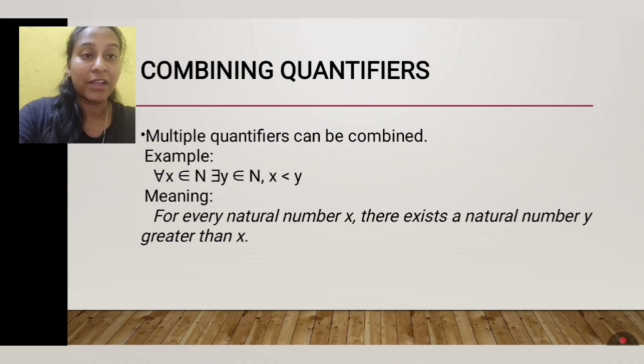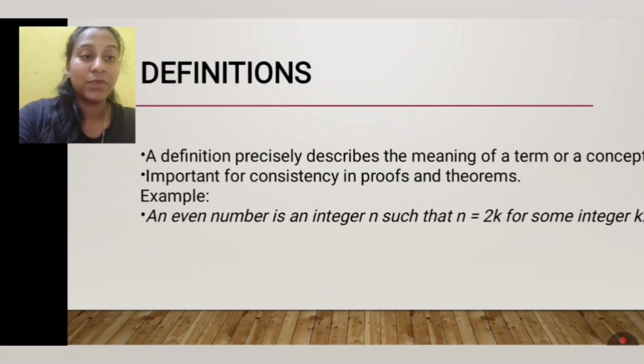Then combining quantifiers. Here multiple quantifiers can be combined. For example, we are taking x belongs to N and also y belongs to N. Here we are specifying the condition as x is less than y. Meaning for every natural number x, there exists a natural number y which is greater than x. Next we come into the definition. A definition precisely describes the meaning of a term or a concept, important for consistency in proofs and theorems.